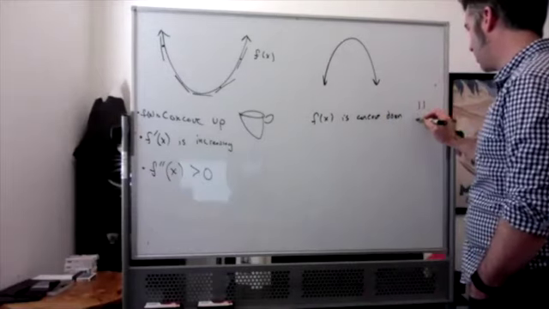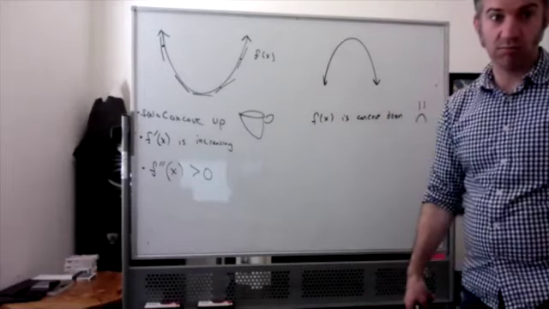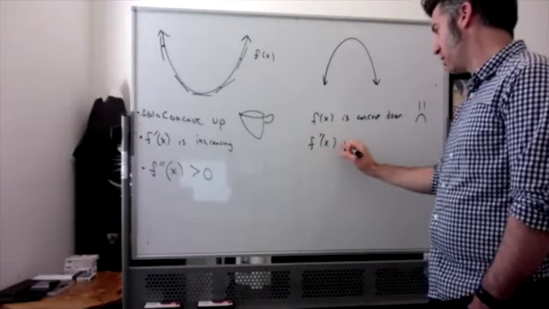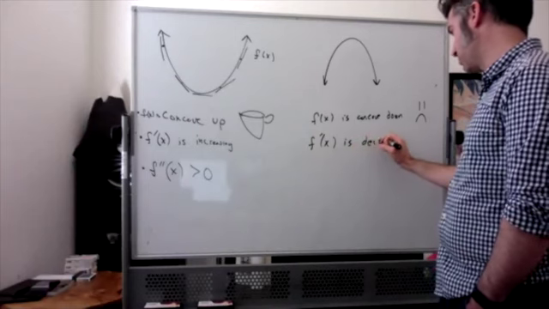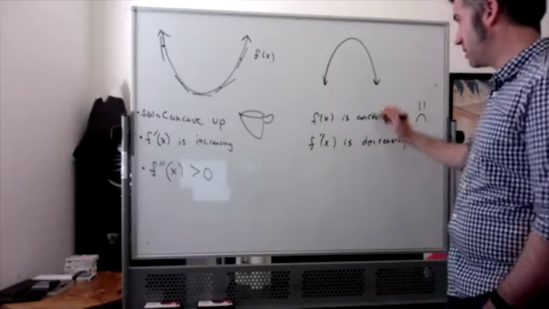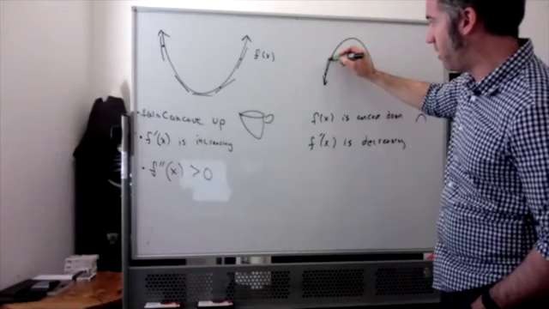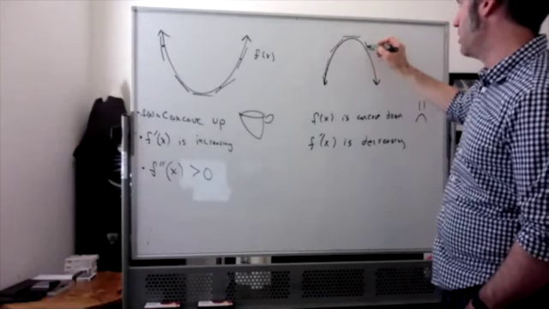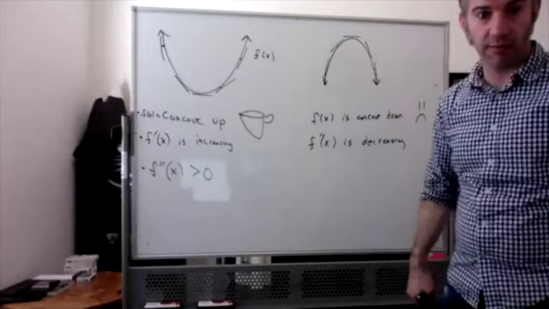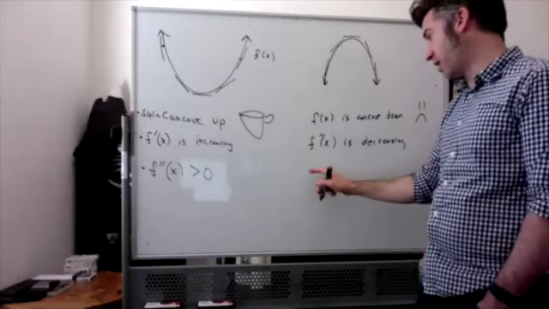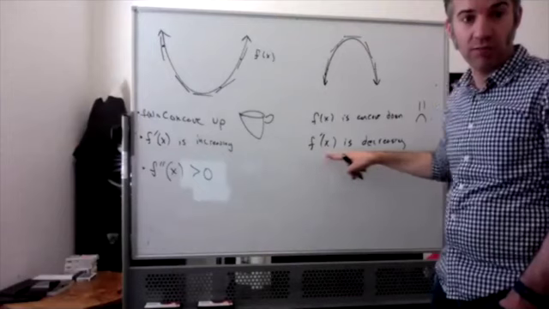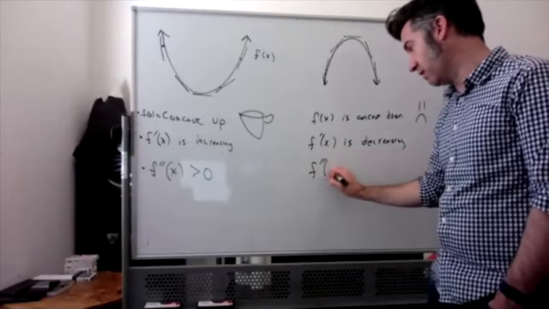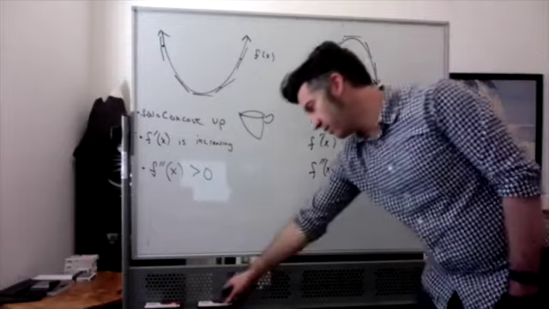like a frown, you can say that the first derivative is decreasing, because from left to right, it starts off very positive and then becomes less positive, and then 0, and then negative, and then more negative. Or you can say, well, again, if a function is decreasing, its derivative is negative.